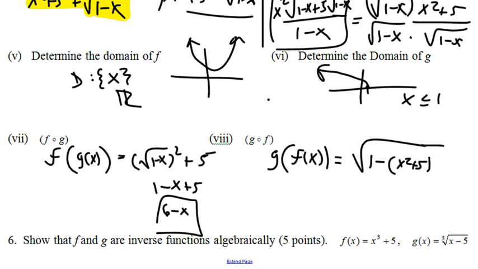So if we simplify this now, that's the square root of 1 minus x squared minus 5 because I distribute, right? Distribute. So then we finally get, just combine 1 and negative 5, we get negative 4, and then minus x squared. And then that would be that final answer right there.